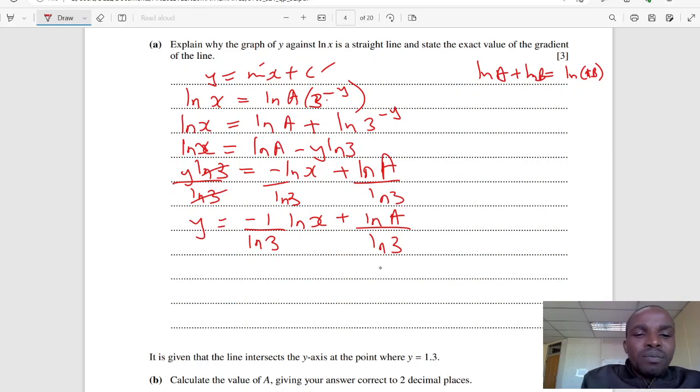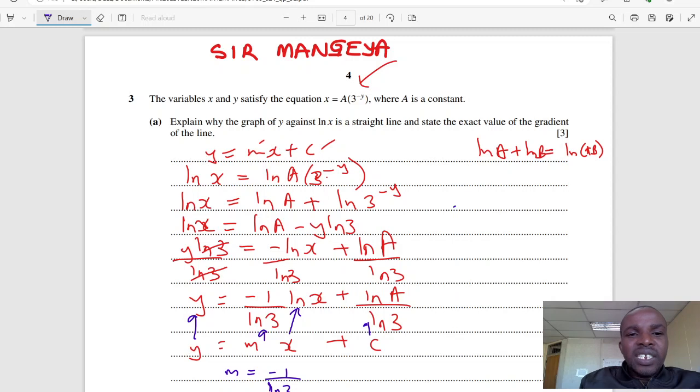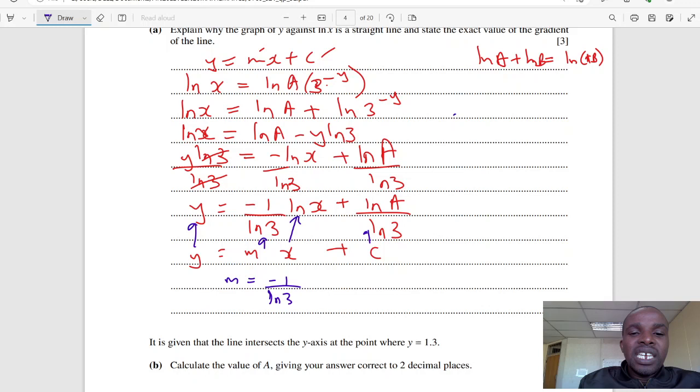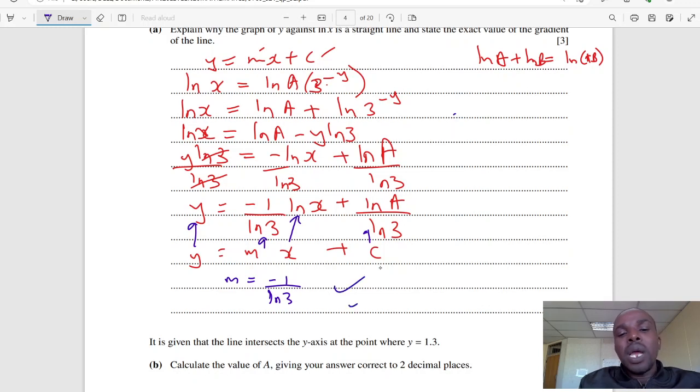Now we have our equation of the form y = mx + c. Our gradient is m. So from this, x represents ln x, then c is represented by ln a over ln 3, and y is the same as y in this case. So m, the gradient, is equal to minus 1 over ln 3. They said to give the exact value of the gradient, so this is the exact value for our gradient, minus 1 over ln 3, done.